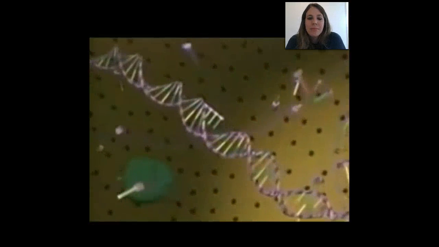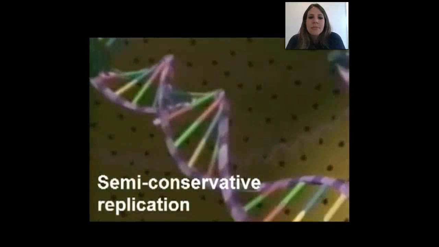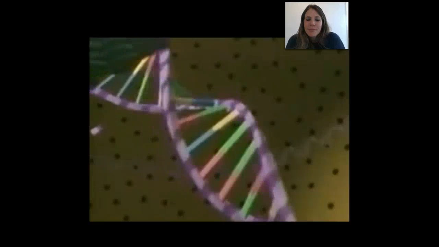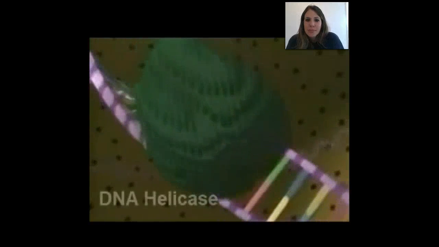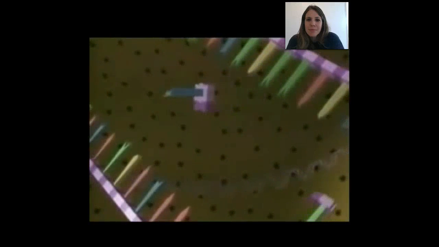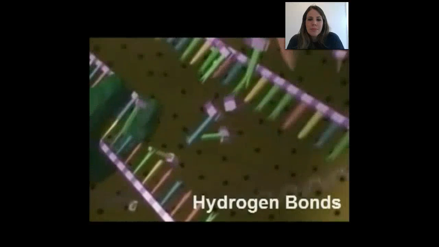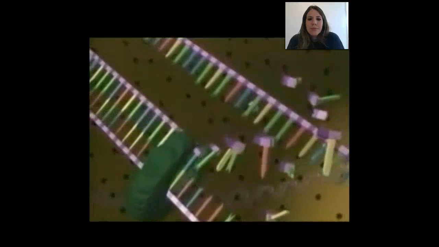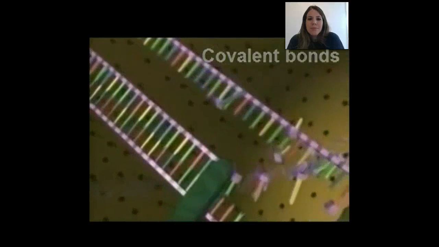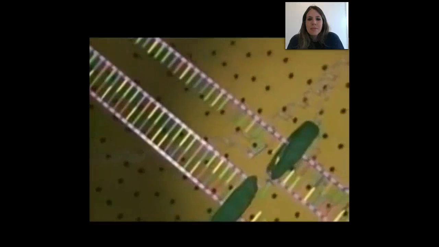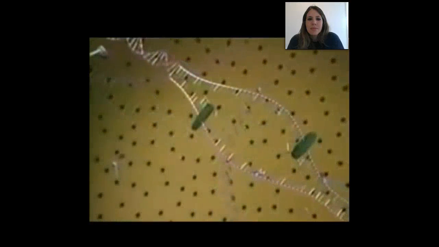In order to make a new copy of a DNA molecule, a process called semi-conservative replication takes place. The double helix is firstly untwisted by this enzyme here, called DNA helicase, and it does this by breaking the hydrogen bonds between the bases. These free nucleotides then pair up with their complementary bases over here through hydrogen bonds. Now other enzymes, called DNA polymerase, link these new nucleotides together by covalent bonds. So now each of the new DNA molecules is made up of one old strand and one new one. And that's why we call this semi-conservative replication.